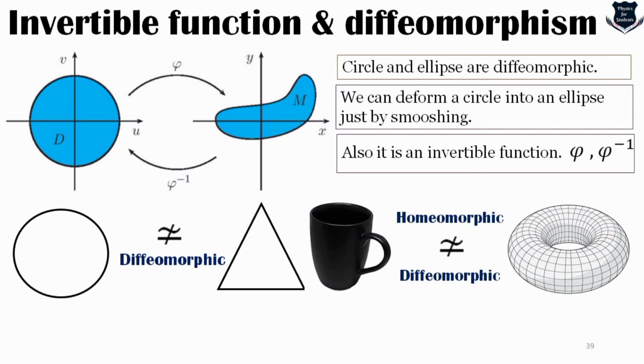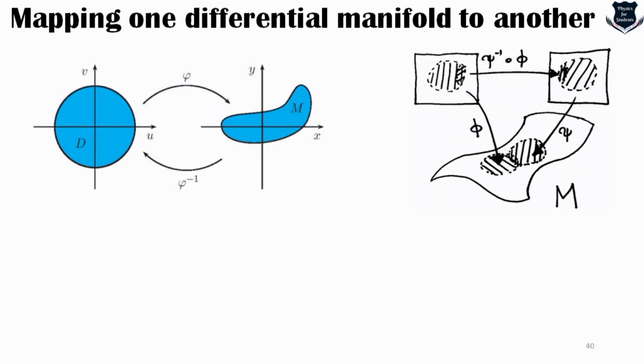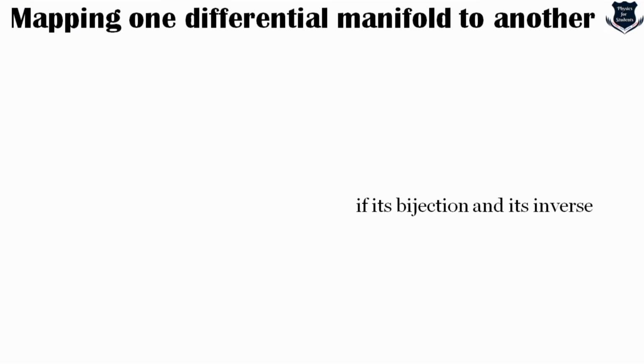So, in simple words, a homeomorphism is basically a bijective mapping in the category of topological spaces, and a diffeomorphism is a bijective mapping in the category of differentiable manifolds. So what we have is a mapping of one differentiable manifold to another. This is the one and this is the one. That should give you a clearer picture of what it is.